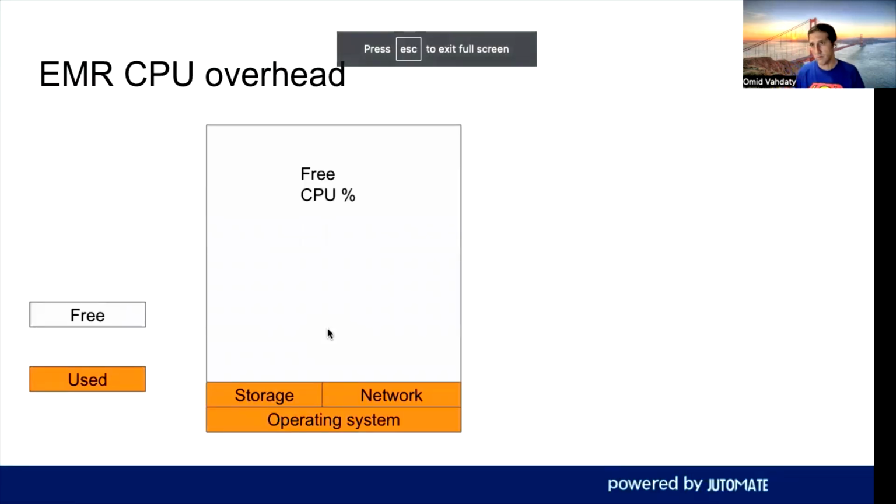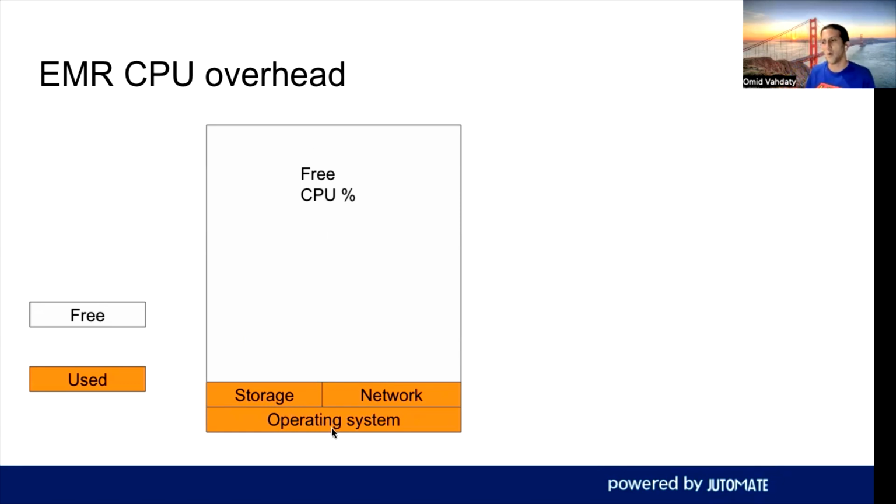You should know that it doesn't matter which instance you choose, there's always an overhead. Why is there an overhead? For example, you have 10 CPU cores, at least one will be for the operating system, and at least one will be for the storage and network. So essentially, a 10 CPU machine will mean that most of the time you'll have 8 CPU cores available for you.